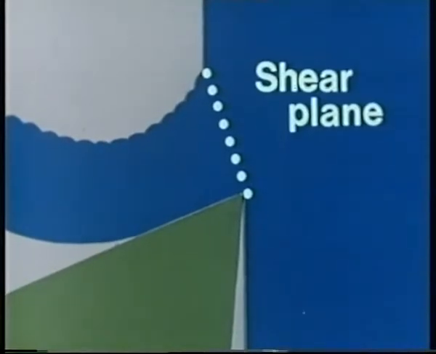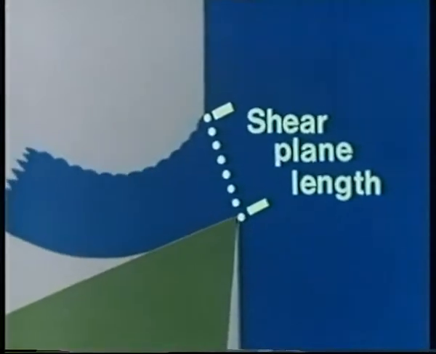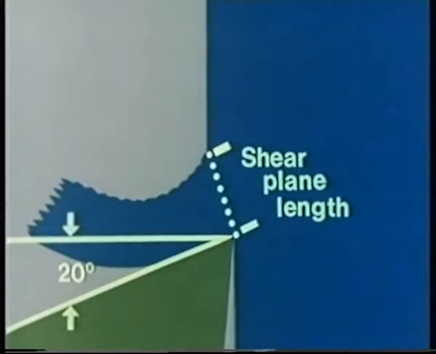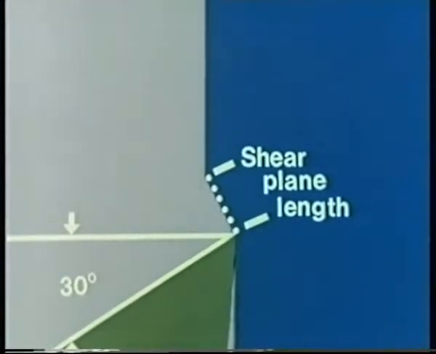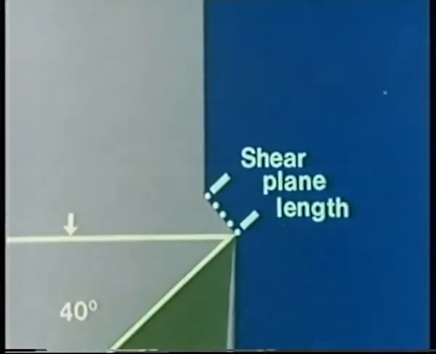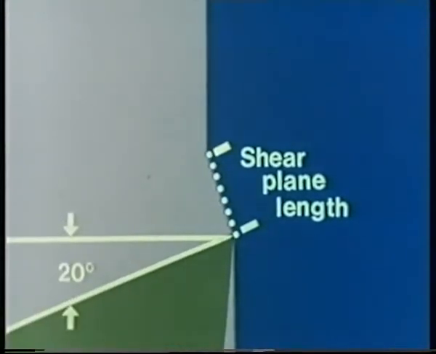As with most cutting tools, the material is sheared along a plane at 90 degrees to the face of the tool, the shear plane. The length of this plane, that's this distance, is determined by the rake angle of the tool. Here the rake angle is 20 degrees. The larger the rake angle, the shorter the plane. The smaller the rake angle, the longer the plane.